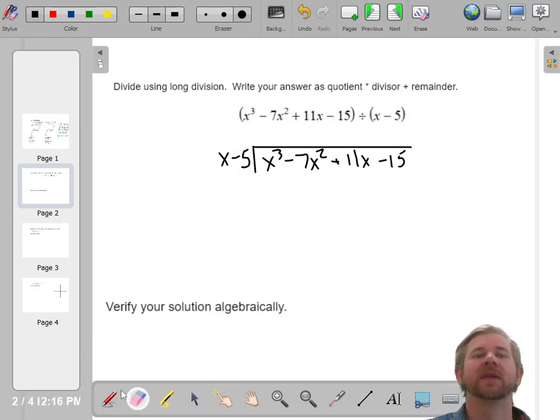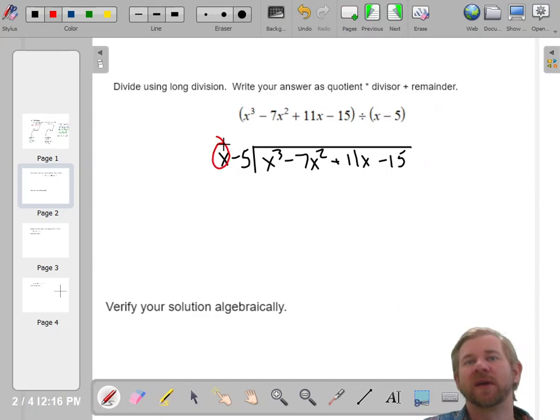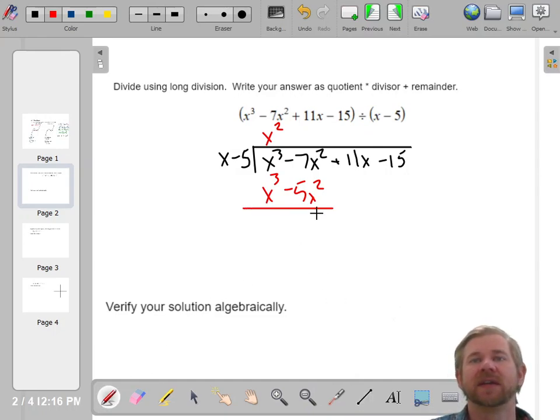All right, now, the name of the game is what do you multiply x by to get x cubed, and that would be x squared. Distribute: x cubed minus 5x squared. And then the trick to long division is you have to remember to switch the signs. Flip both of them. If you don't flip both, you get it wrong. Negative 7 and 5 make negative 2x squared.